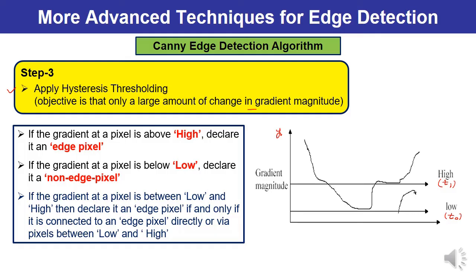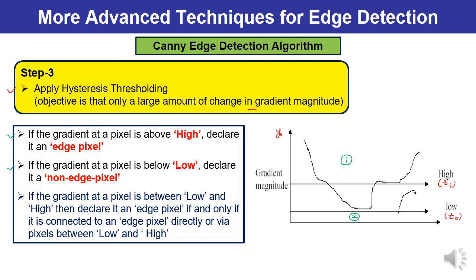If the gradient at a pixel is above high, meaning it is lying in this particular portion 1, then it can be declared as an edge pixel. If the gradient at a pixel is below low, meaning below T0, in the region where I have marked point 2, it can be declared as a non-edge pixel. So if it is greater than T1, it is an edge pixel, and if it is less than T0, it is a non-edge pixel.